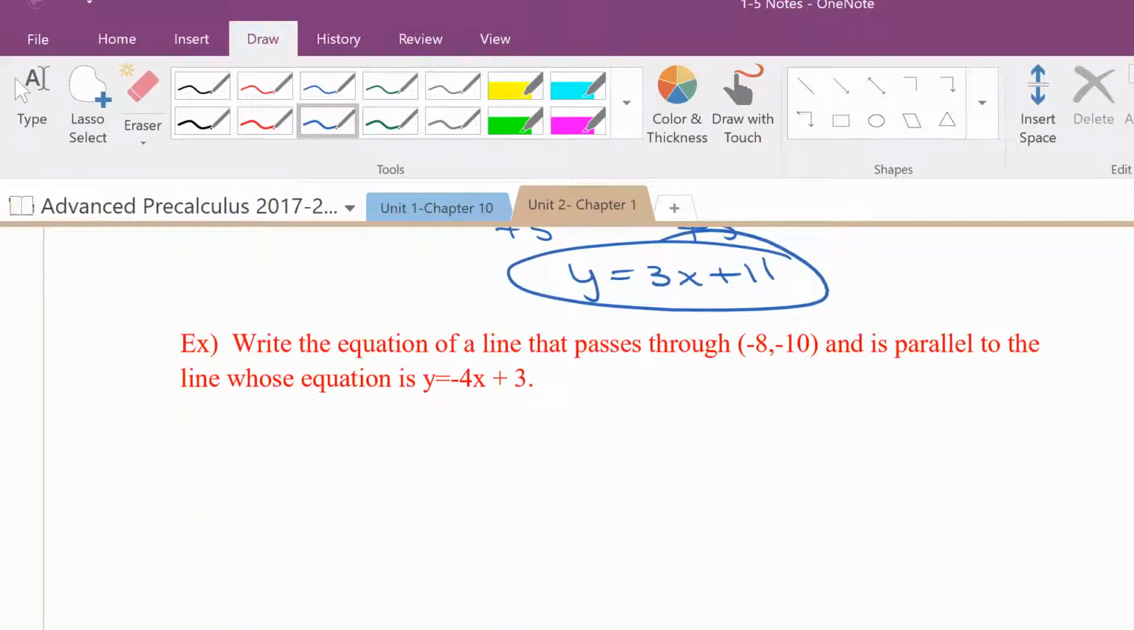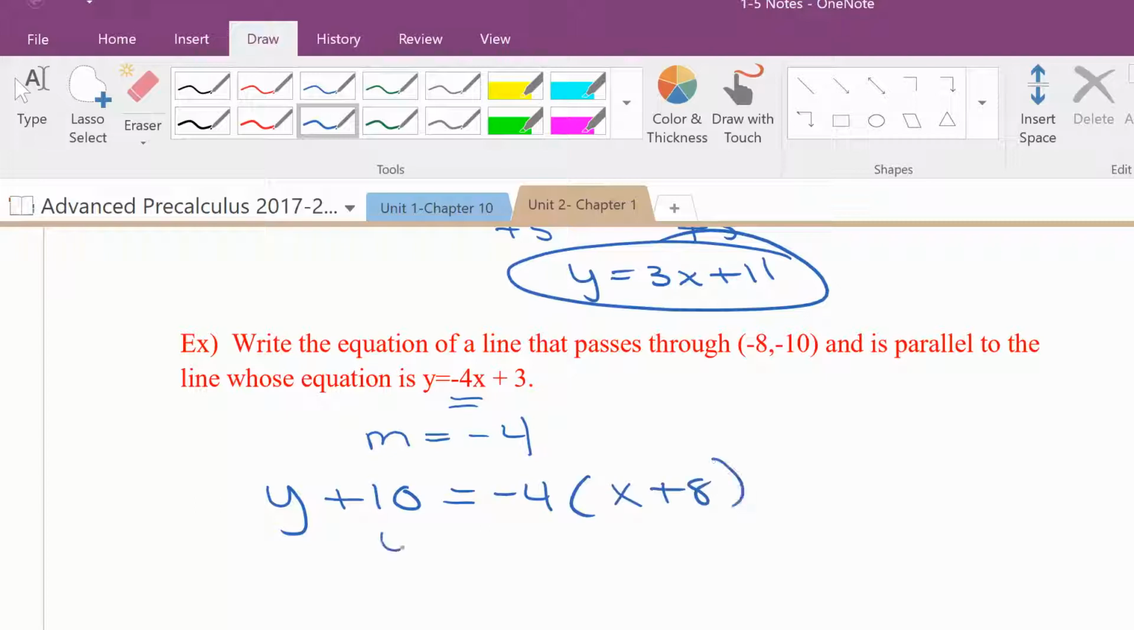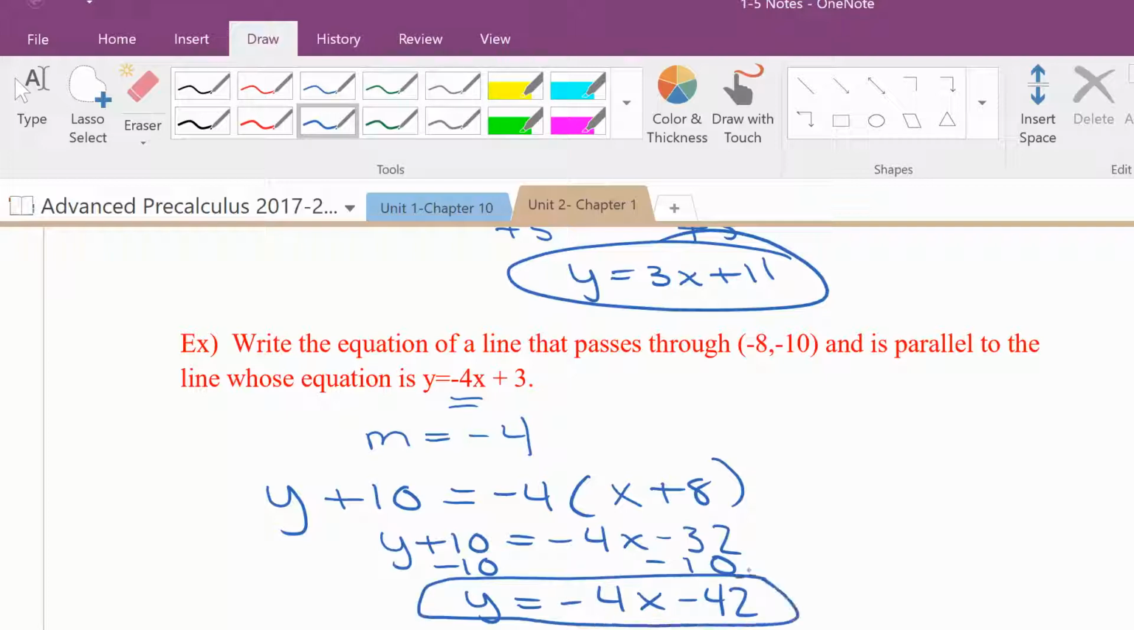In the example here, notice the slope is negative 4, so the parallel slope is also negative 4. So when we write the equation of the line, we get y plus 10 equals negative 4 times x plus 8. We distribute the negative 4, and then we subtract the 10. And we get y equals negative 4x minus 42.